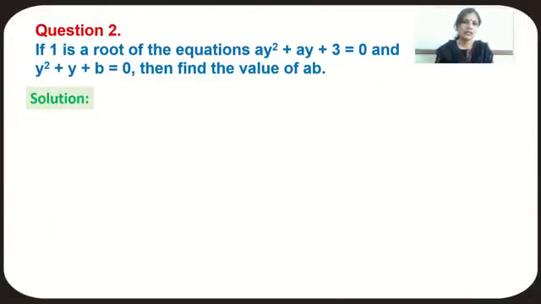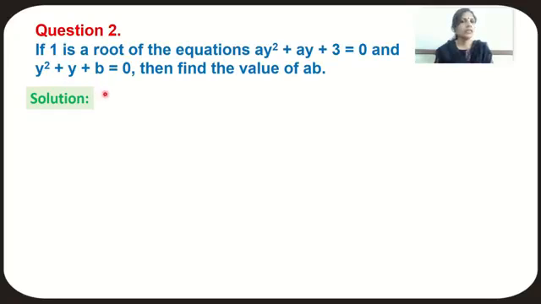This is the second question. If 1 is the root of the equation ay square plus ay plus 3 is equal to 0 and y square plus y plus b is equal to 0, then find the value of ab. Now you are given two equations, and for both the equations 1 is the root. So that means 1 satisfies both the equations.